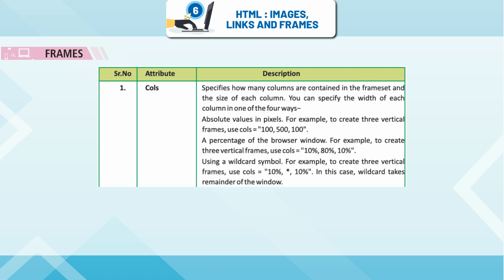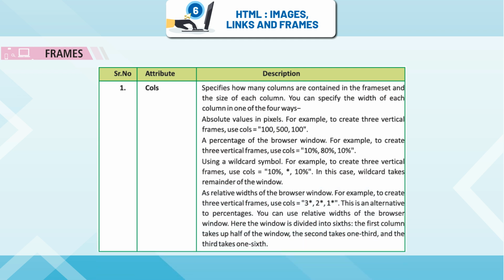For example, to create 3 vertical frames, use columns equals 10%, *, 10%. In this case, the wildcard takes the remainder of the window. As relative widths of the browser window.